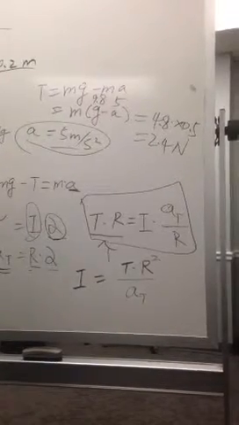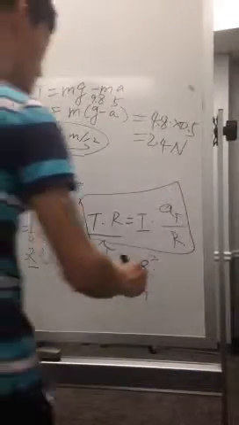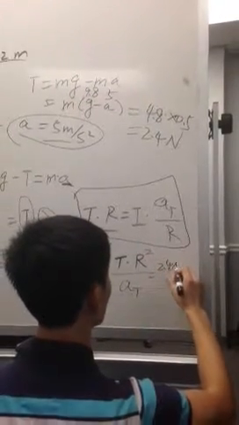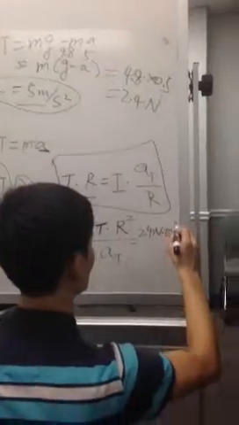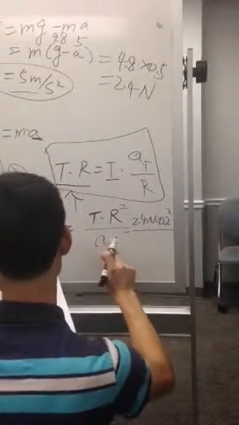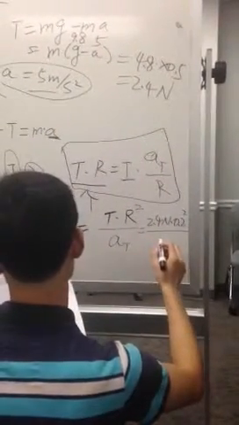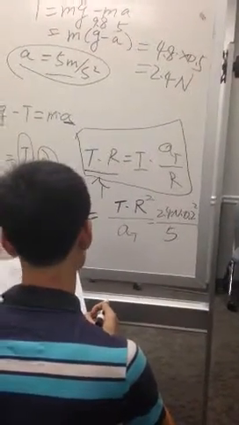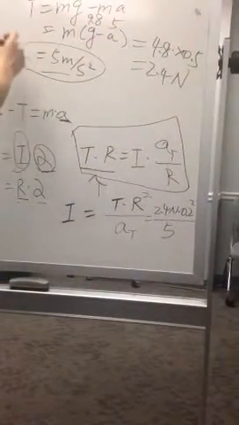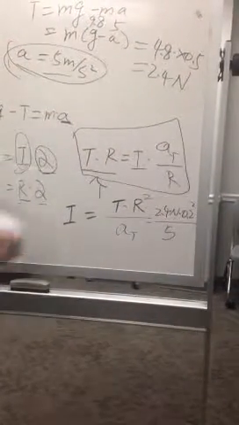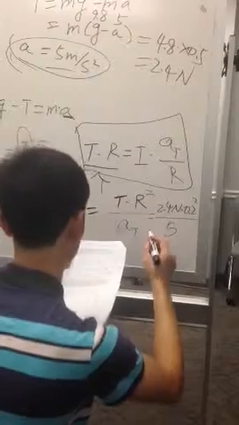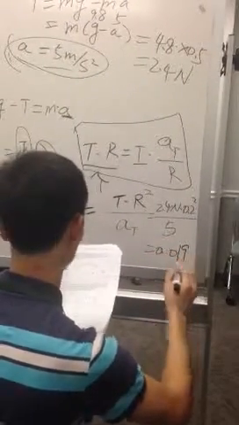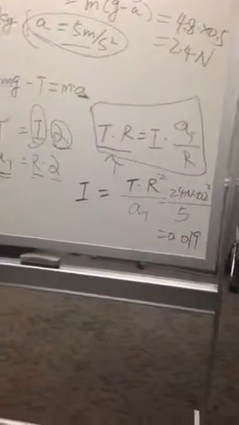And so it's 2.4 times 0.2 square over A, and A is 5. Right, its acceleration is 5. So if you calculate these, you got 0.019. So it's D, the answer.